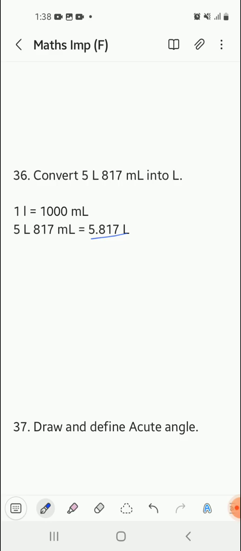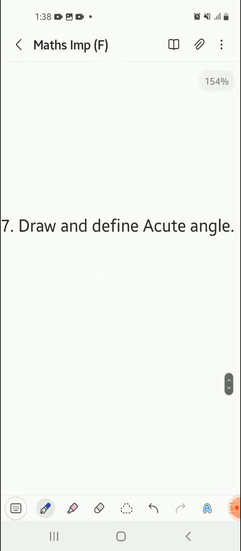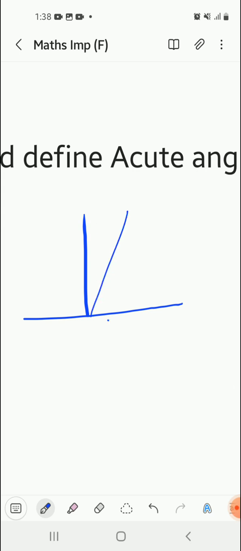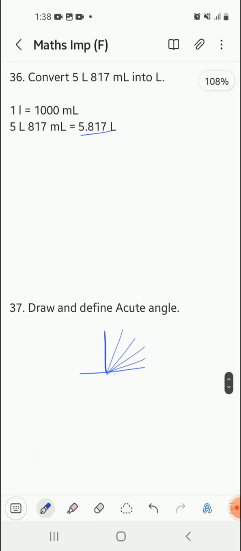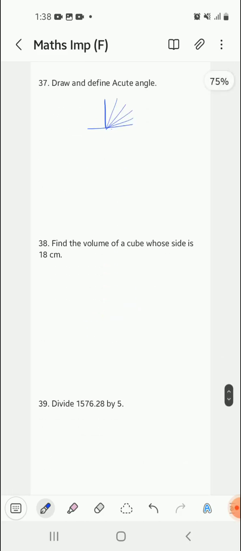Right? Okay. Draw and define acute angle. For this we need a compass and a protractor to draw it. Always remember that this is a right angle, that is 90 degrees, and an acute angle must be any angle smaller than this. We will come to this in my next video, where I'm going to show you a detailed video about the angles and the different kinds of angles. So let's move to the next question.